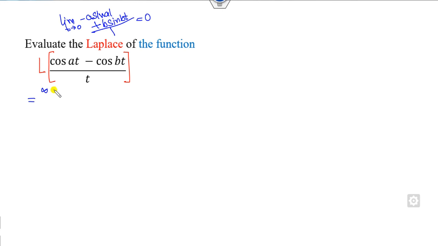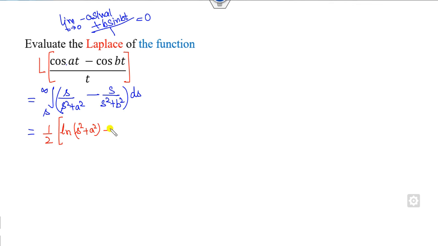So from s to infinity, Laplace of cos at is s over s square plus a square, and Laplace of cos bt is s over s square plus b square, ds. Now how can you integrate them? I can multiply by 2 and divide by 2. So it's half ln of s square plus a square, minus half ln of s square plus b square, from s to infinity.